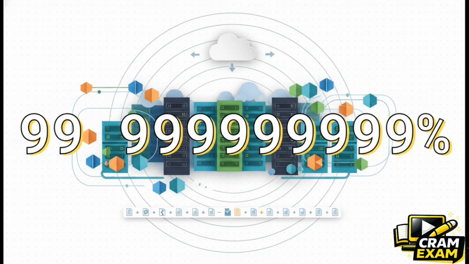S3 also provides strong read-after-write consistency. That means the absolute millisecond you receive an HTTP 200 success response from a PUT request, that new object is immediately available to read worldwide.